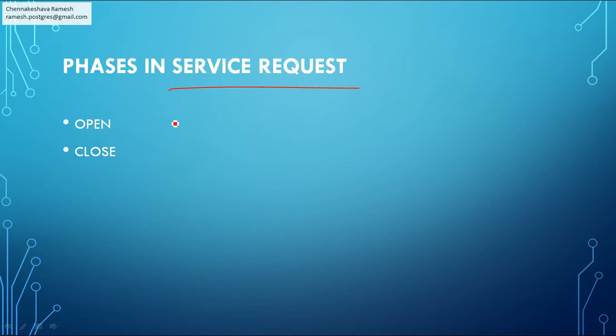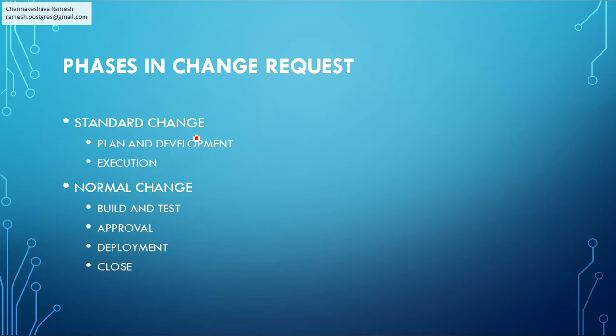So you usually have only two phases, that is, open a service request. When an engineer gives you all the information, he closes the service request. So in a service request, we only have two phases, open and close. Then you have the change request. What are the phases in your change request?